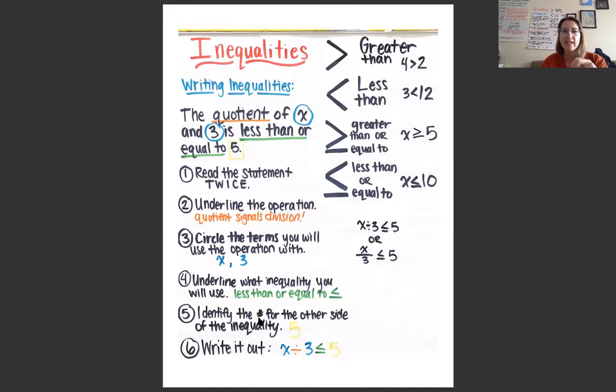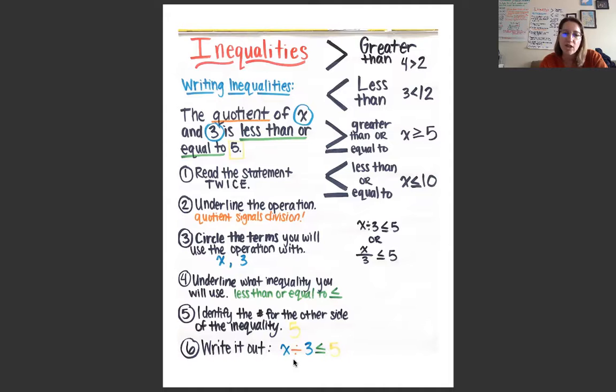And then we're going to identify the number for the other side of that inequality. So what comes after that sign for less than or equal to? It says 5, right? So now we're going to have to write it out, which takes a little bit of problem solving, and you have to move things around a little bit. Writing it out, it said the quotient of x, so that means x divided by 3, because remember, the quotient of x and 3 is less than or equal to 5.